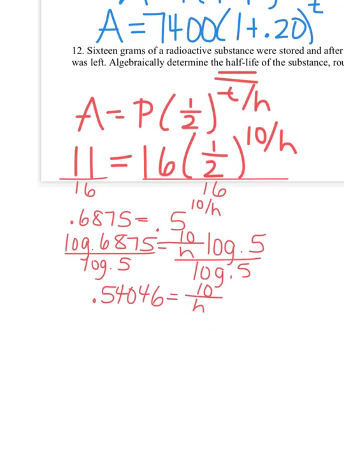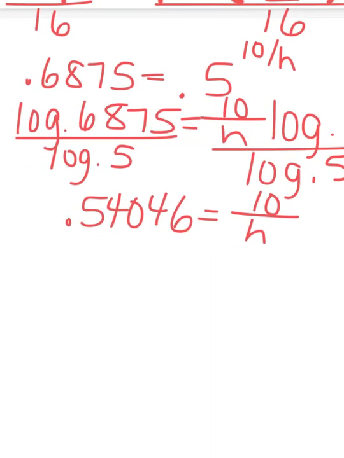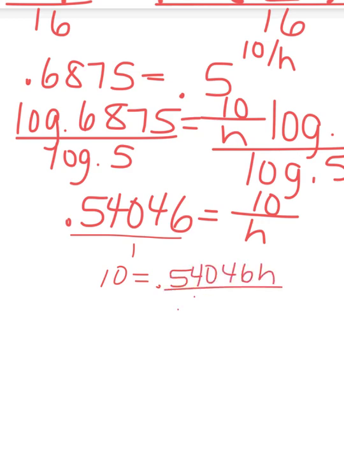At this moment is where I want you to cross multiply. The amount of people that are going to get this question wrong because they don't just cross multiply is going to be too many. So you get 10 is equal to 0.54046h. You divide by 0.54046.